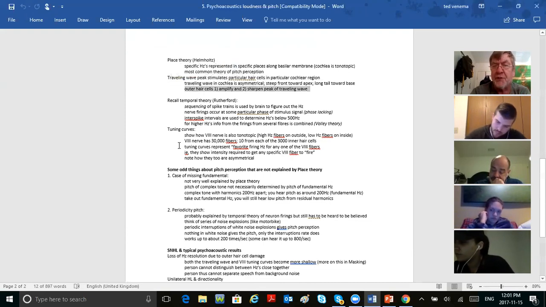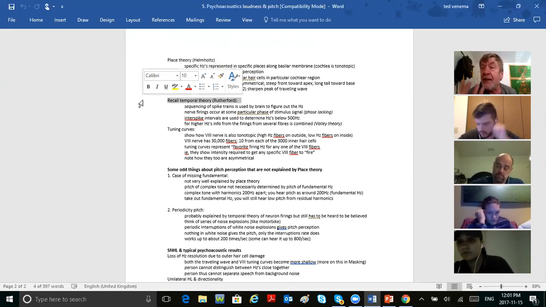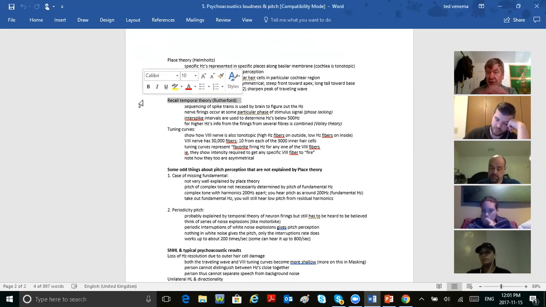Anatomy, cochlear physiology. Now this guy, Rutherford, he had a different theory of pitch perception, of how we humans distinguish pitch. Helmholtz said the place theory. Specific frequencies are represented in specific places along the cochlea. That's how we perceive pitch. That's the one most people buy into. That's the one we describe in anatomy class. That's the one we talk about the most.